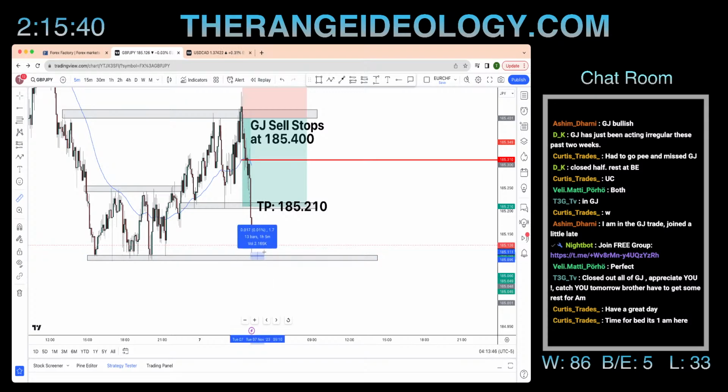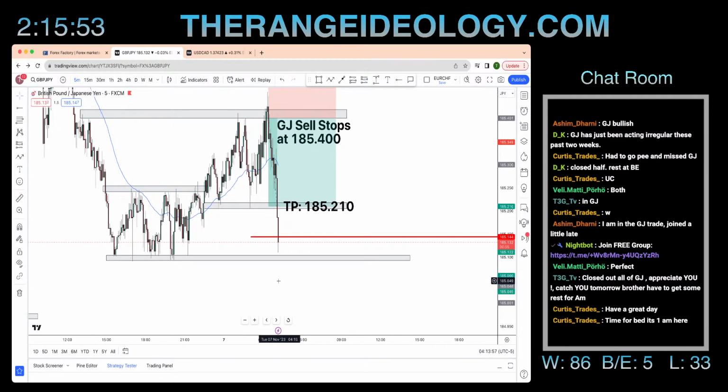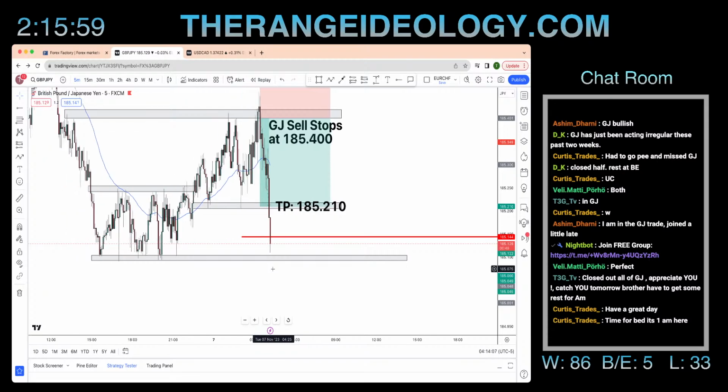And we were about 1.5 pips away. All right, you know what, guys? I'm closing out here. Yeah, this 50-minute candle coming up. Boom. That's all of the trade for me as well. Time for bed is 1 a.m. here. Yes, 4 a.m. on my side here.